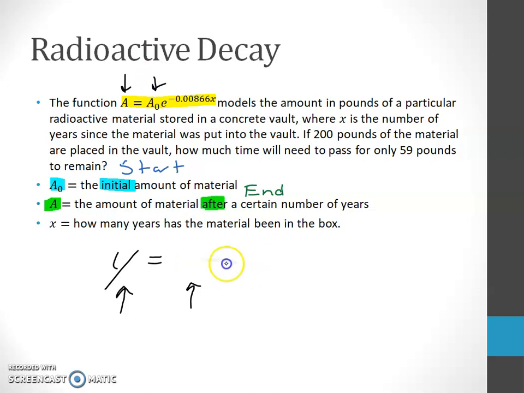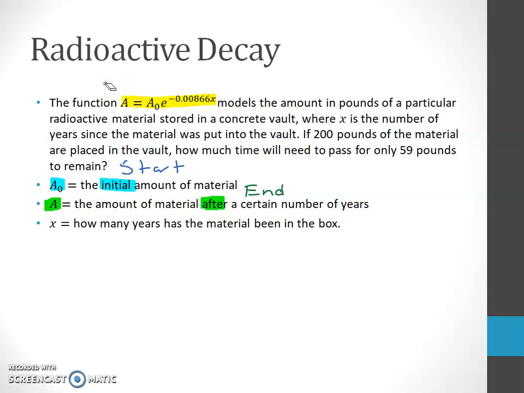Okay, and then we have our X, which by now I hope that we know that our X value is referring to our time. Okay, so specifically years for this one up here. Okay, so the function A equals A naught e to the negative 0.00866x power models the amount in pounds of a particular radioactive material stored in a concrete vault, where X is the number of years since the material was put into the vault. Okay, so all this information up here is really just, hey, here's your formula. That's essentially all that information is saying.